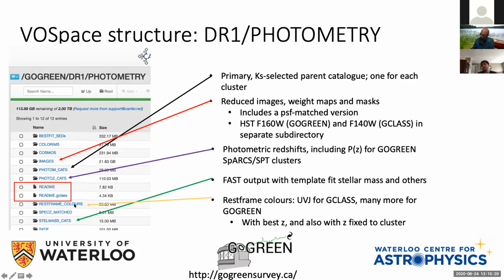Do look at the README files. There's a slightly different README file for the G-class data that describes the difference between the two. The very reason we provide that photo.fits file is because it pulls much of the relevant information from these photometry catalogs into one place. Okay, so for many things, you might not need to go into these other structures.